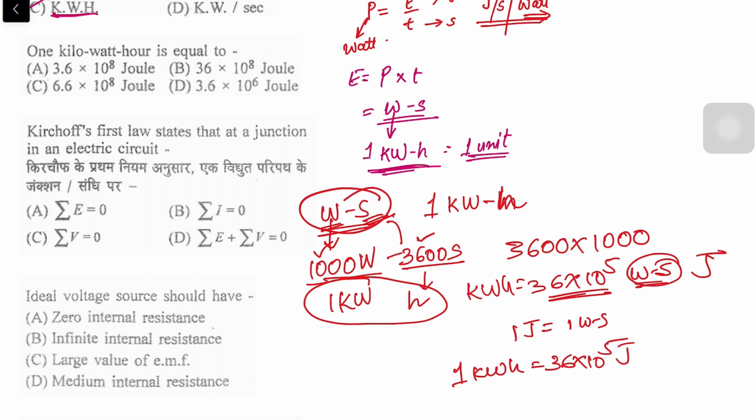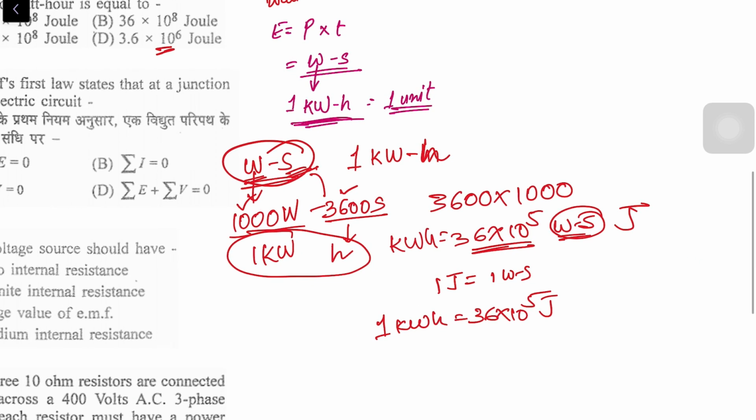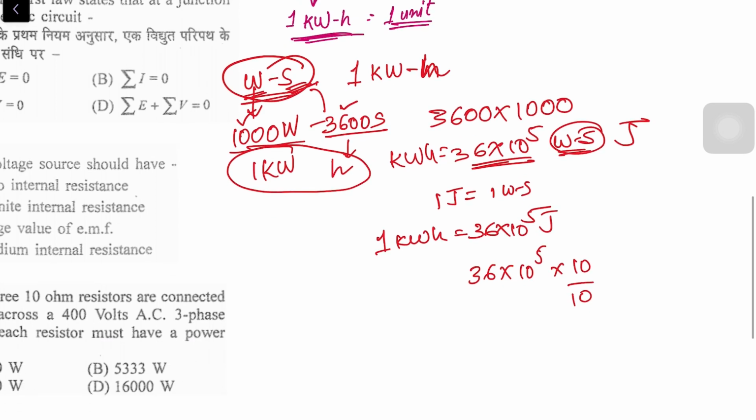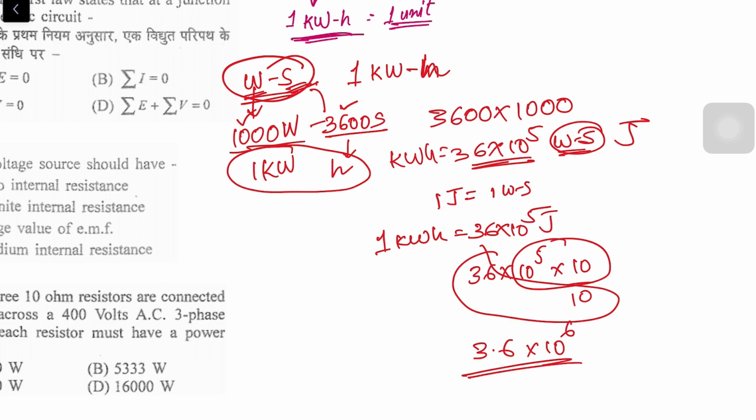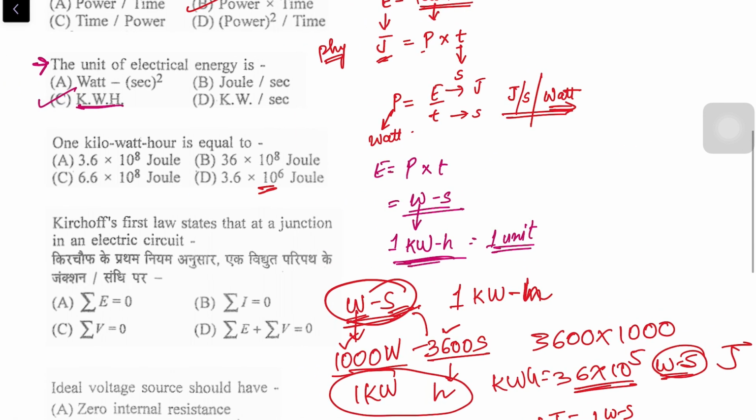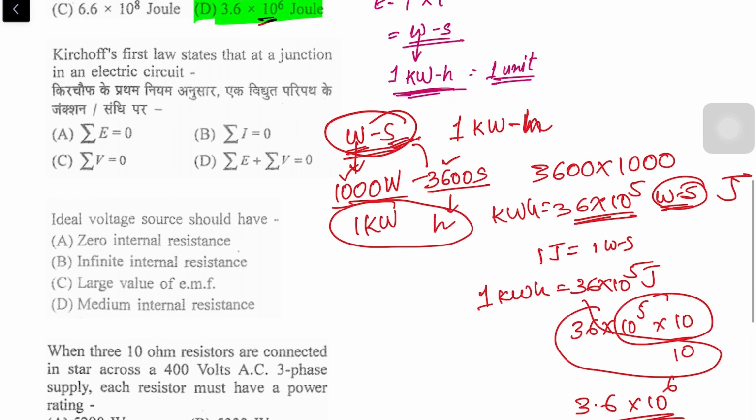So 36 into 10 power 5 joules, you can't find it here, but I can do one thing. 36 into 10 power 5, now I will multiply and divide with 10. If I divide 36 with 10, it will become 3.6. If I multiply 10 power 5 into 10, it will become 10 power 6. So option D is the right answer for this question.